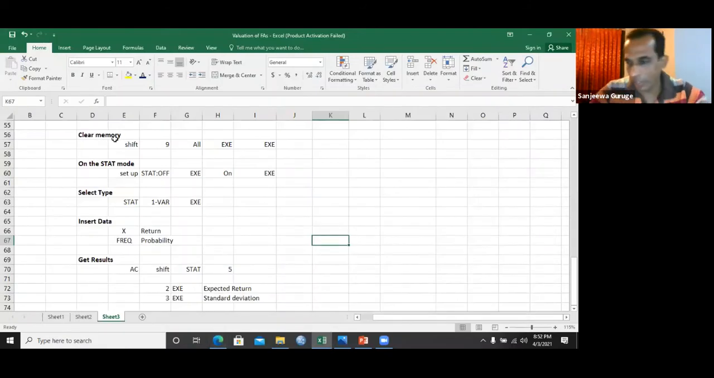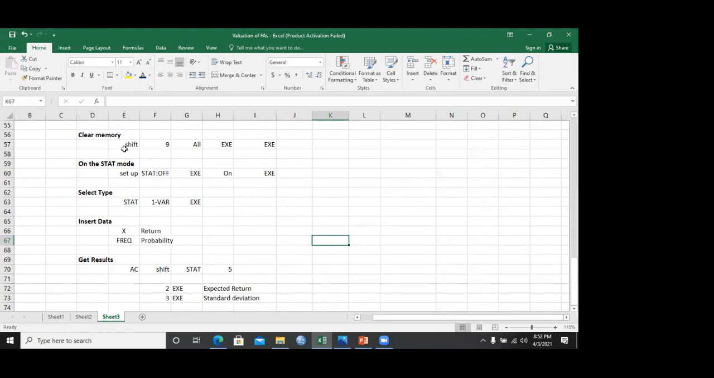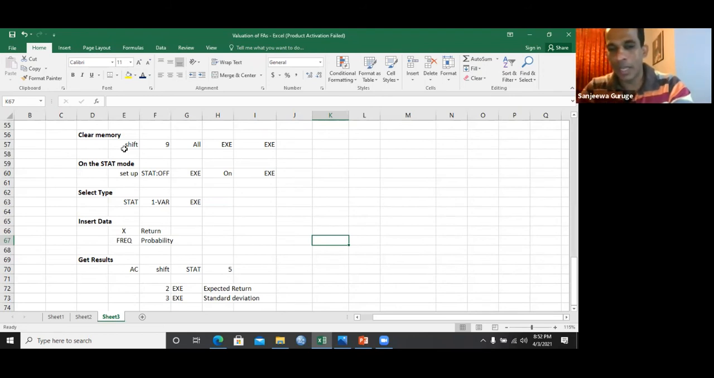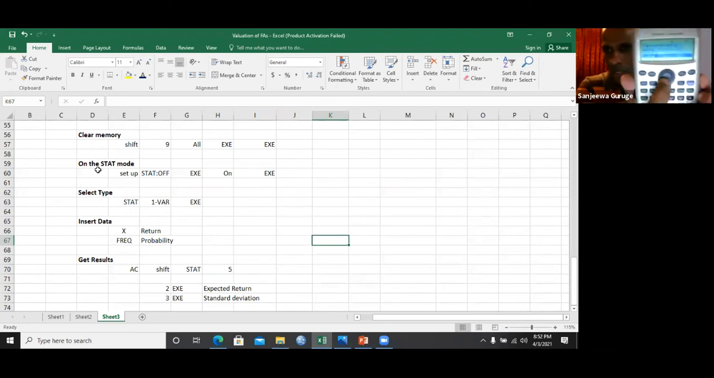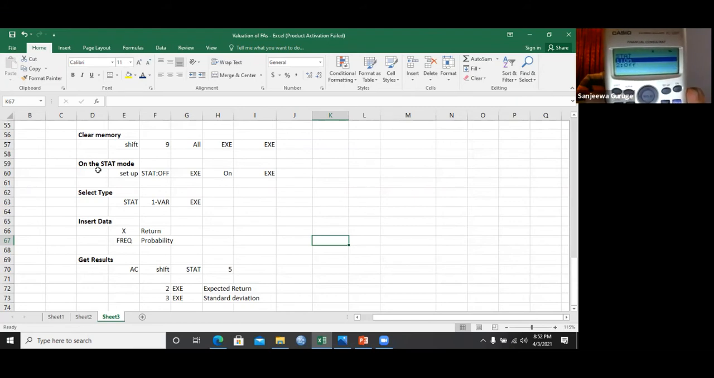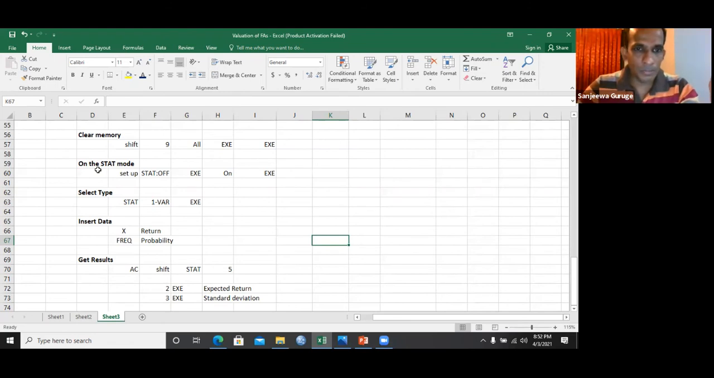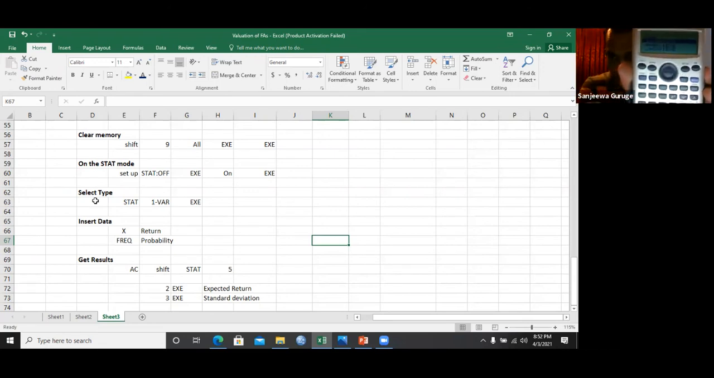You have to clear the memory first. Did you clear the memory? Yes, sir. That is shift 9, you select all, exe. Then on the stat mode, you go to setup and go down until you find stat. When it highlights stat off, you press exe, and then you select exe again. Then you need to select the type: press stat and select one variable.